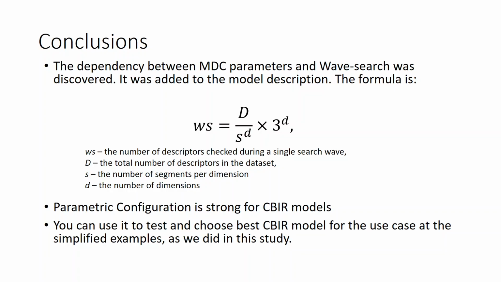So we can say that parametric configuration is strong for the content-based image retrieval model, and you can use it to test and choose the best content-based image retrieval model for your use case. These are simplified examples as we did, and you can spend less time on configuring and finding dependencies and so on. And thank you for your attention.